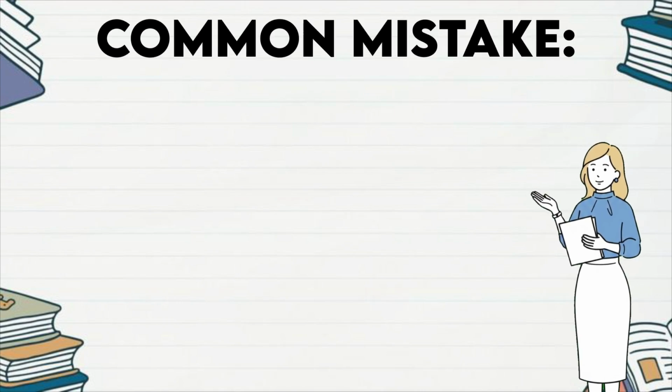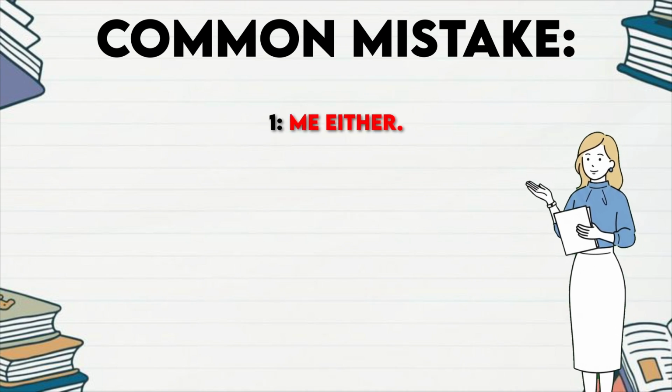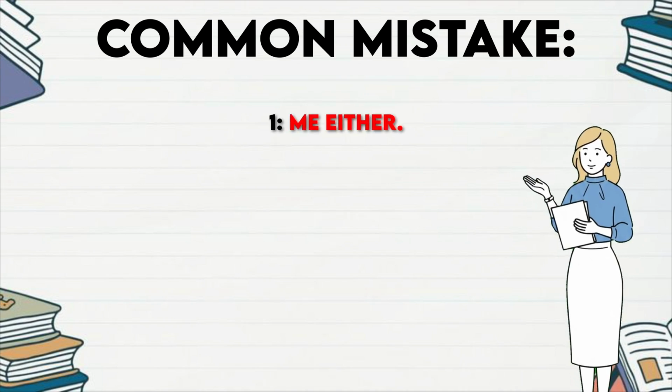And before this video ends, here's a common mistake. A lot of people say, me either. That is wrong in standard grammar. The correct phrase is me neither.